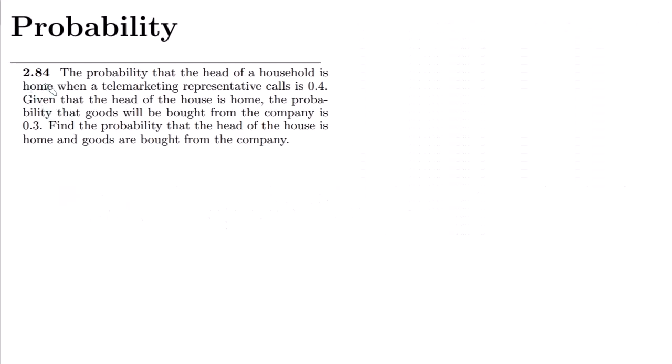So this is question 2.84, and the statement of this question is: the probability that the head of a household is home when a telemarketing representative calls is 0.4. Okay, so with the passage of this question, I am going to write the given data. The given data here is, let me represent the head of a household is home with H, so that the probability of H is 0.4, which is here.